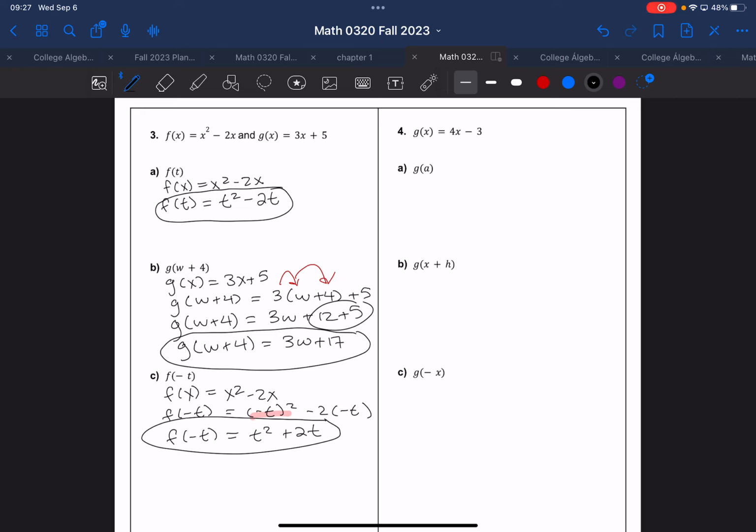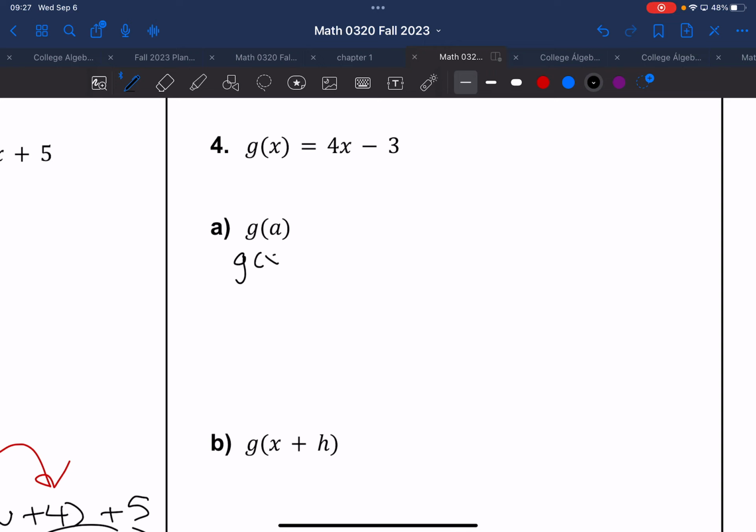Okay. On number 4, we are only dealing with one function, and that function is what? G of x. So for part A, what are we plugging in for x? A. What about for B? What are we plugging in? X plus h. And then for C, negative x. Okay, so let's go ahead and do that.